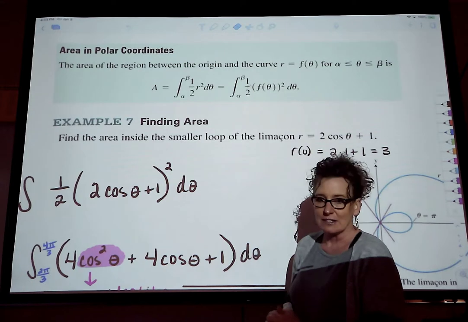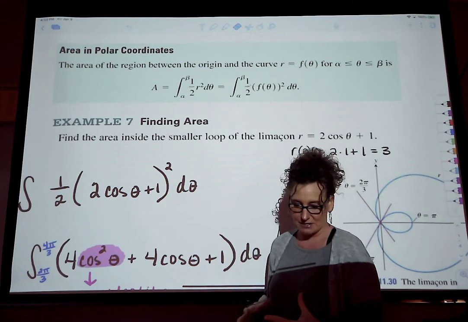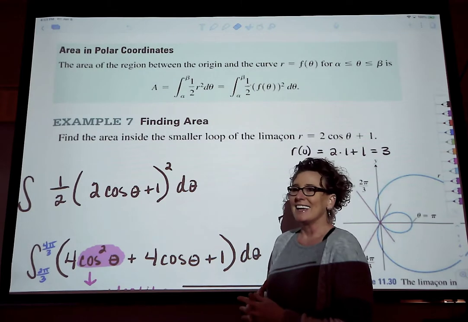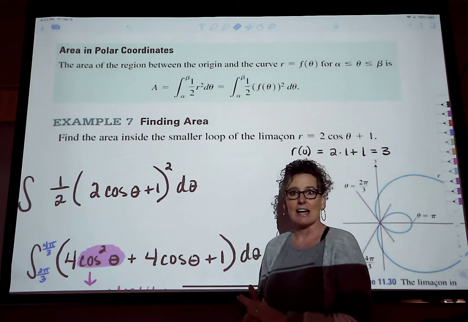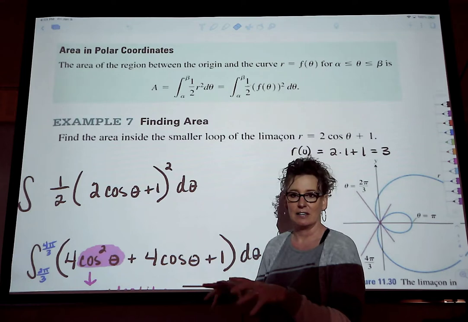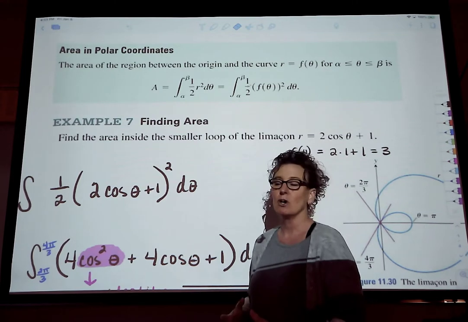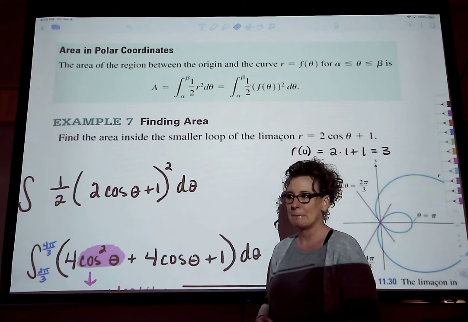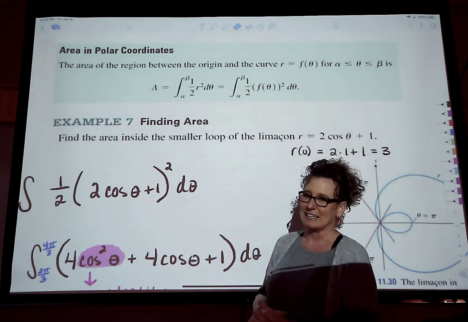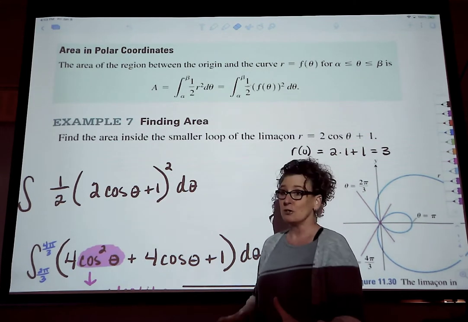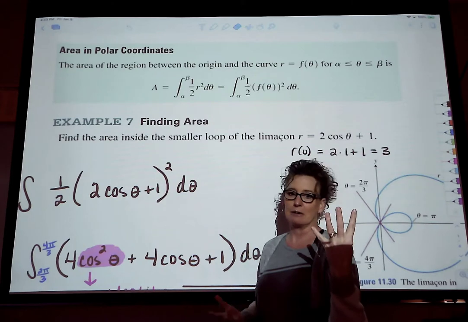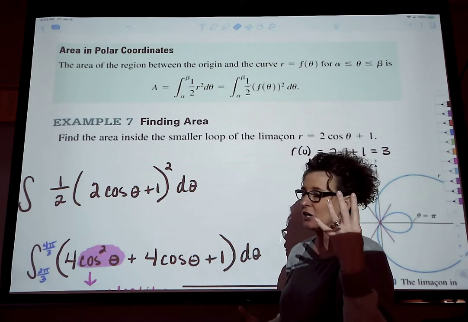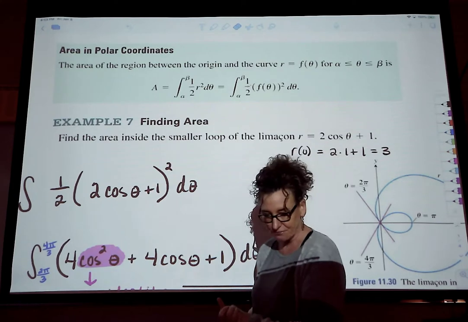The bad news is in your homework for this, in my math lab, it keeps saying find the exact area in this portion of the curve, which means you're going to have to evaluate these integrals by hand. But the good news is you only have to work out 4 of them. So it's only a 5-question homework assignment, and you only have to work out 4 of them.